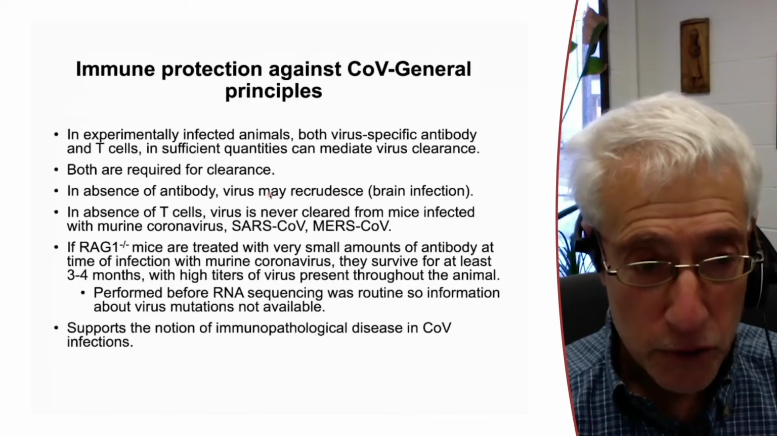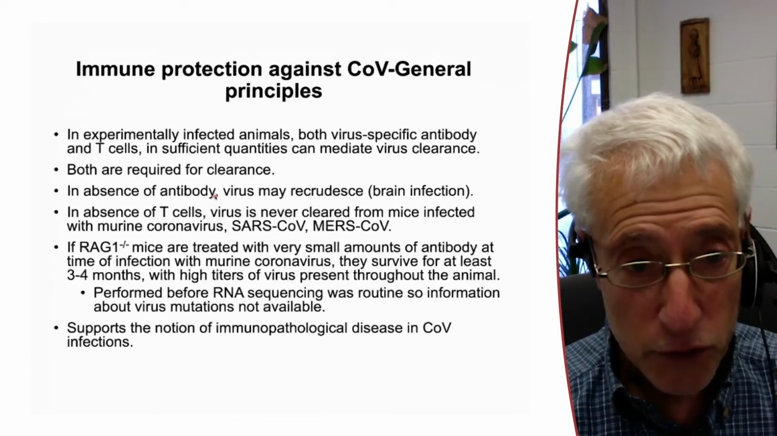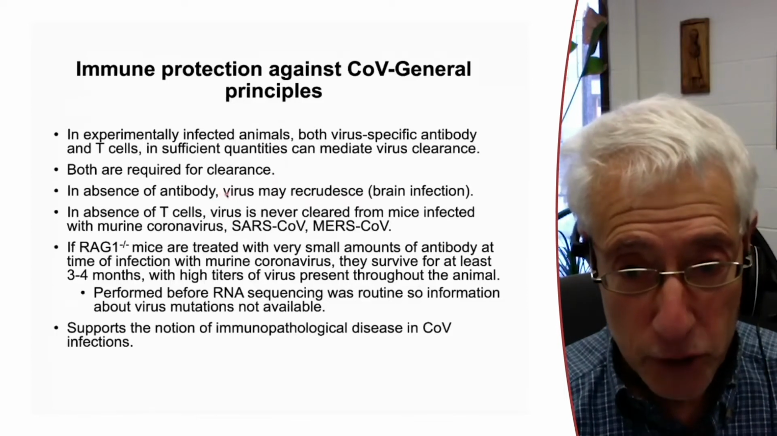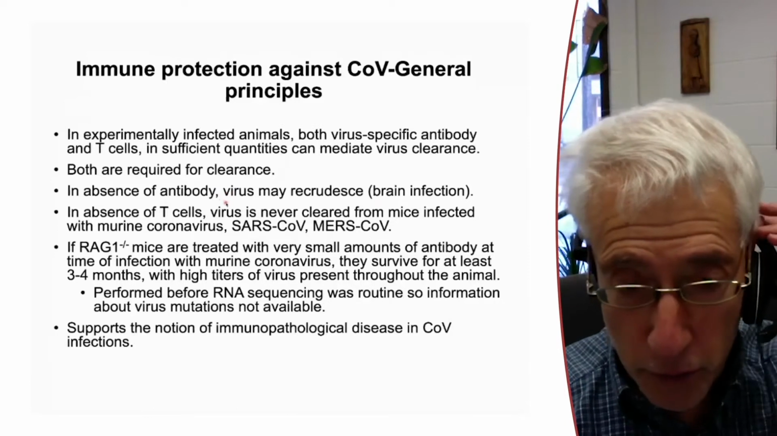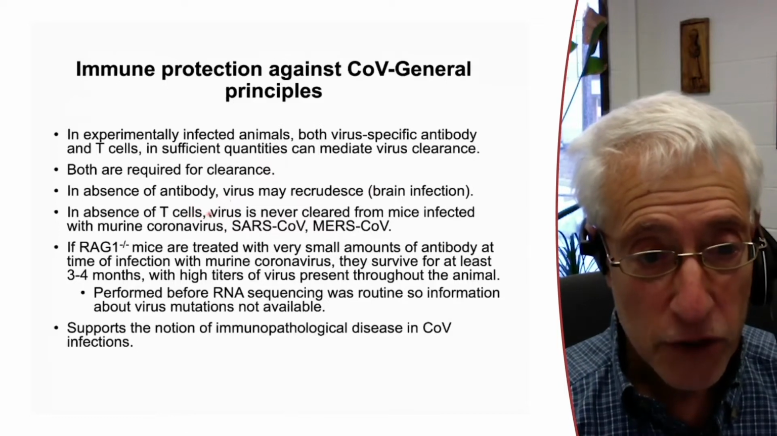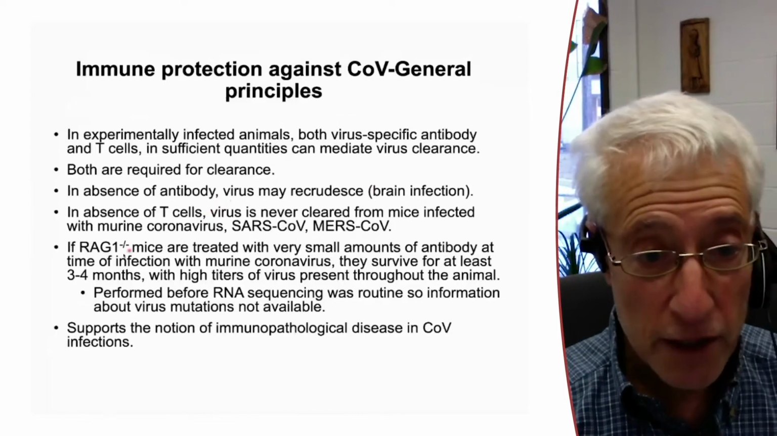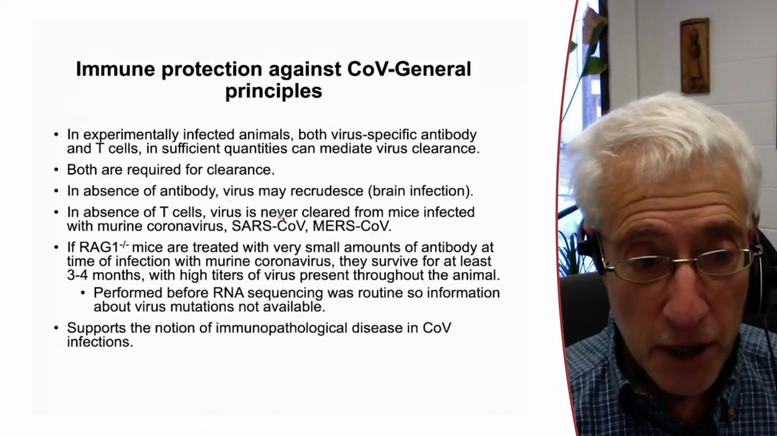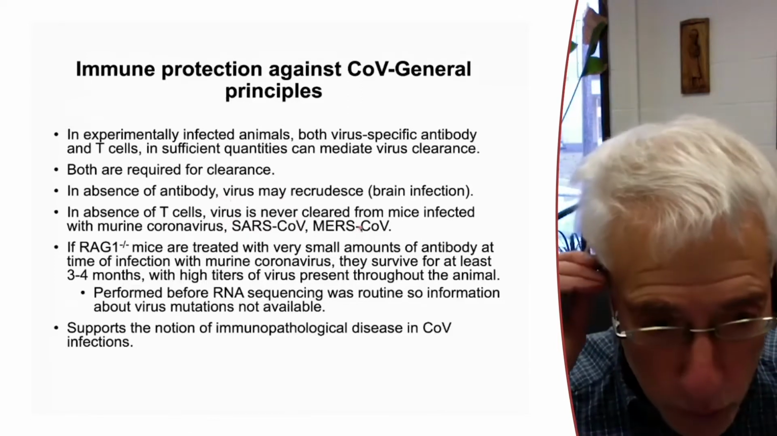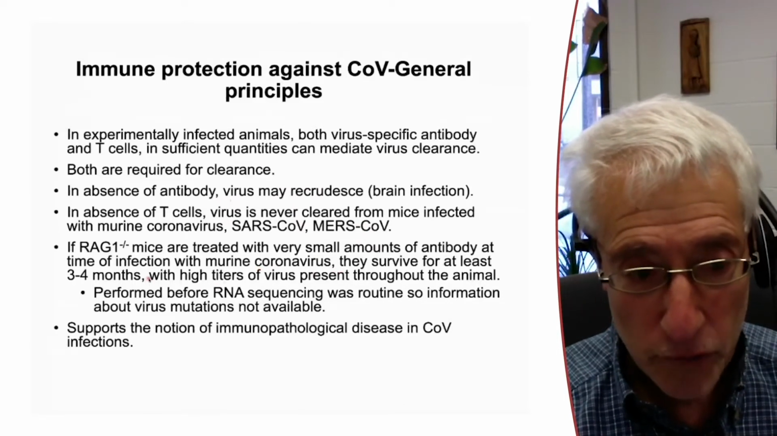So in one set of experiments, this was just with mice infected with a murine coronavirus. What we found is that, the first point here, in the absence of antibody, virus may recrudesce. So virus is cleared, the animals appear clinically normal, and then a few weeks later virus recrudesces and the animals do poorly. On the other hand, if mice don't have T cells or antibody, these RAG1 knockout mice, if they don't have either one, virus is never cleared. So they would, in theory, die from the infection. But in fact, if you protect them with a tiny bit of antibody at the time of infection, then the animals actually survive for quite a while, for at least 3 to 4 months.